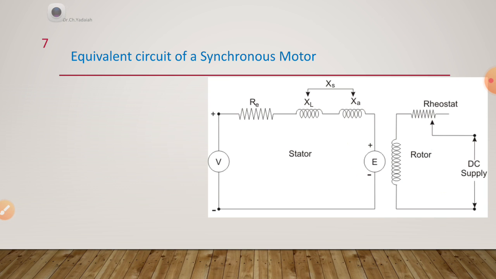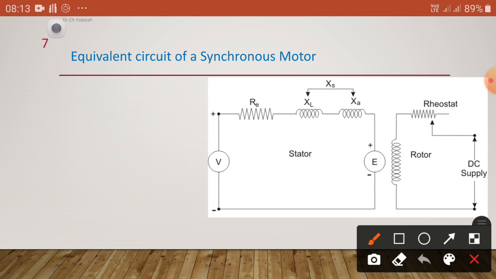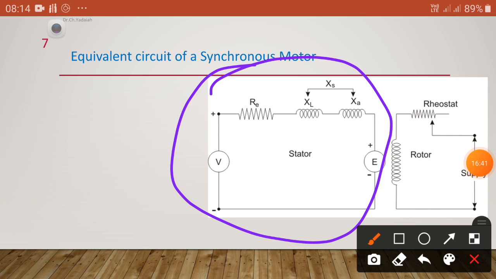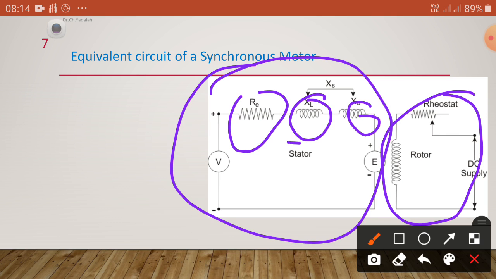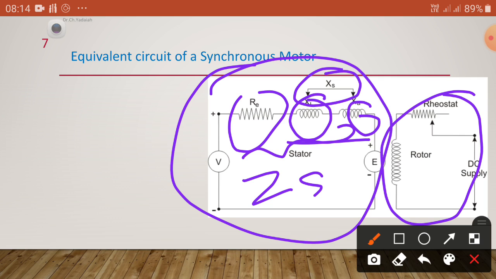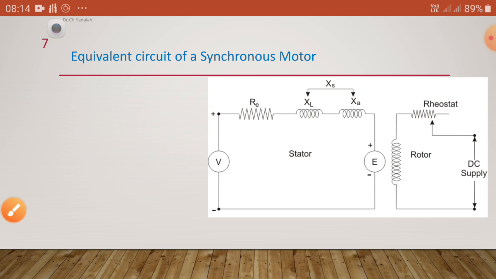Now, the equivalent circuit of the synchronous motor. You know that this is the stator and this is the rotor. The stator has armature resistance, leakage reactance and synchronous reactance. Both together we call the synchronous reactance, and these two together are the synchronous impedance. Now, let us analyze what happens here.